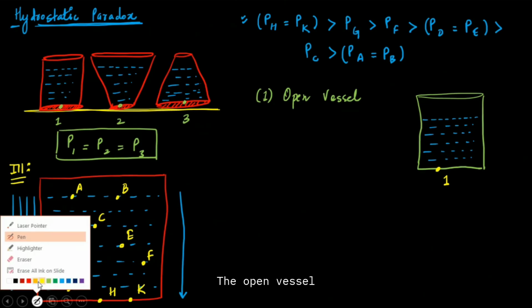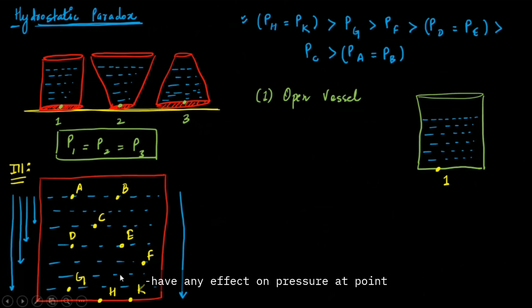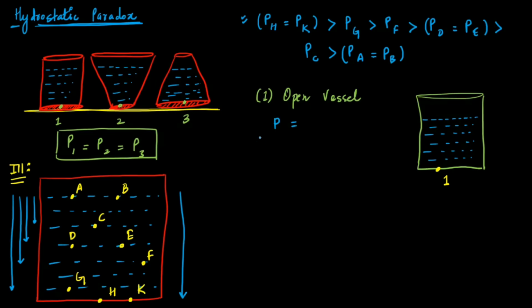If the vessel is open, will it have any effect on pressure at point one, at the bottom of the vessel? If the vessel is open, it doesn't have anything that contains it. Think about it. Assuming the depth stays the same, then the pressure should be the same, no? Yeah, the pressure is going to be constant, no doubt about that.